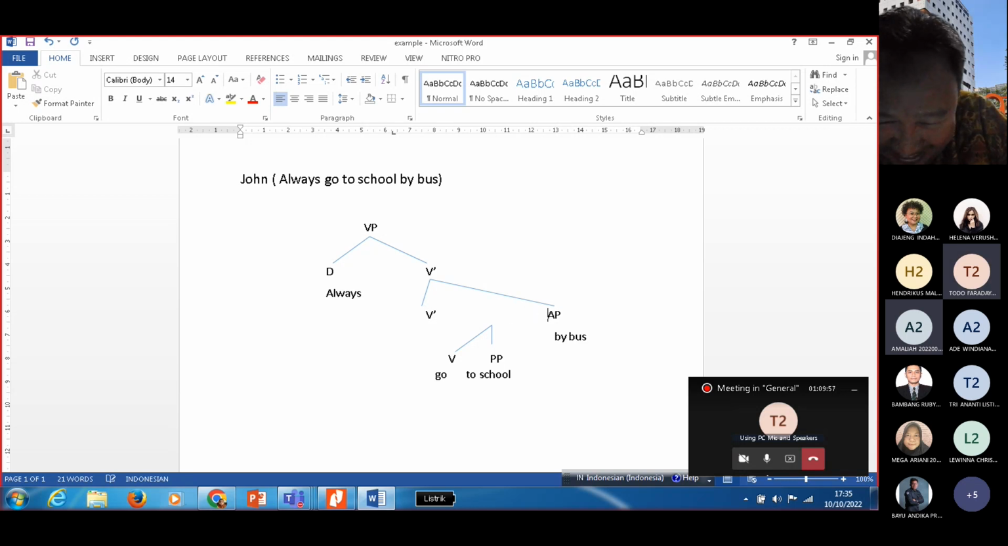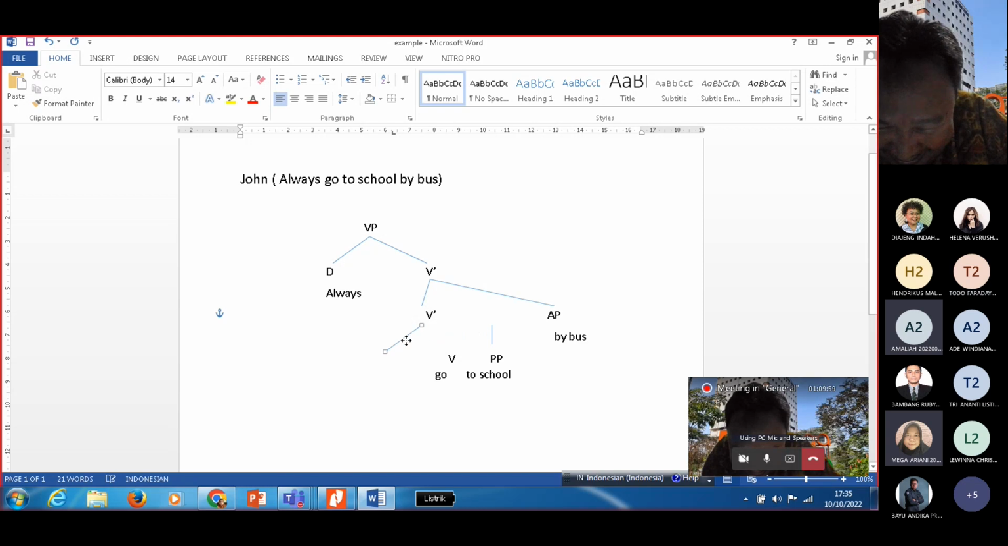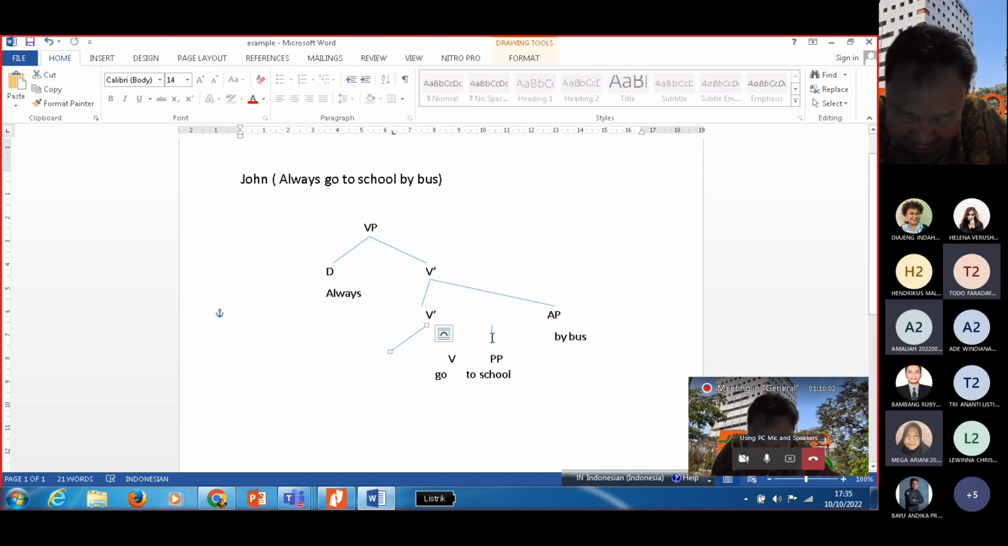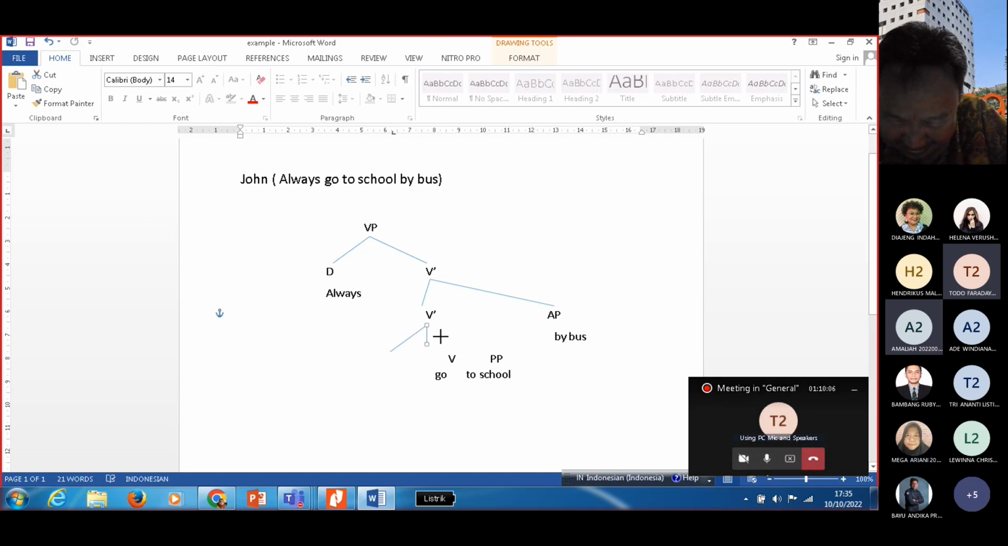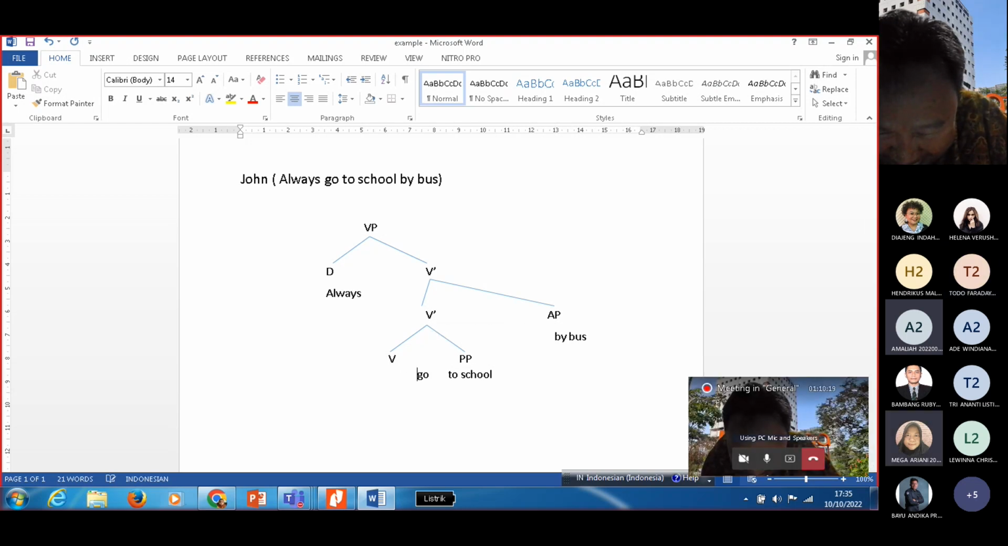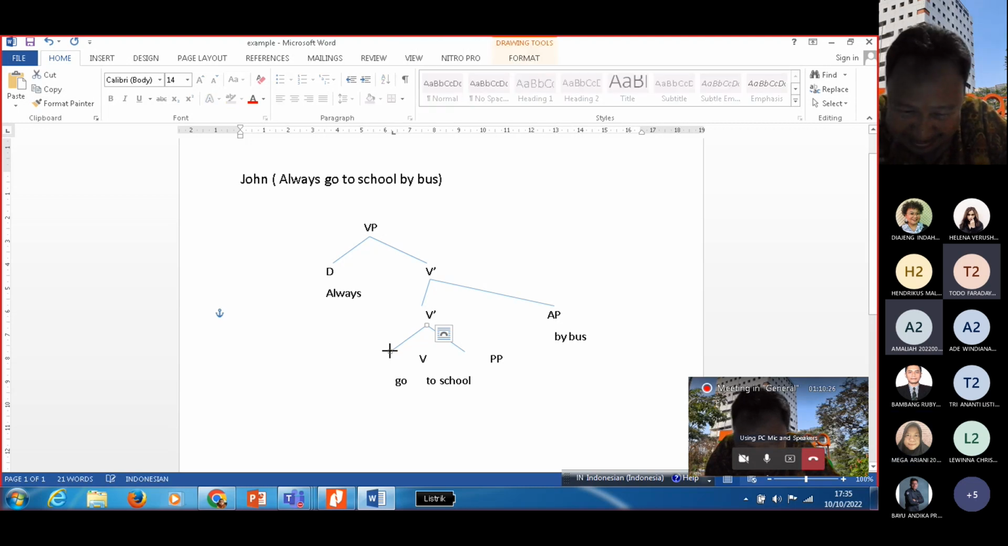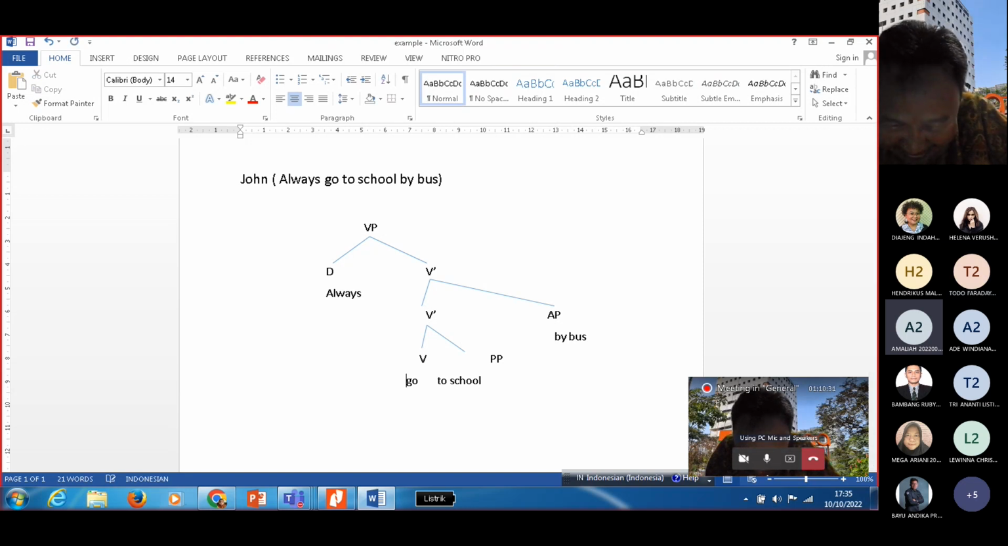Can you scroll down? Wait a second, sir. In Carnie's book, I see a similar tree like this, but somehow the V is high and the complement is lower. Now, what is important again is to look at the definition of a complement. It must be a sister of X and daughter of X-bar. Okay? Let's look at this tree again.